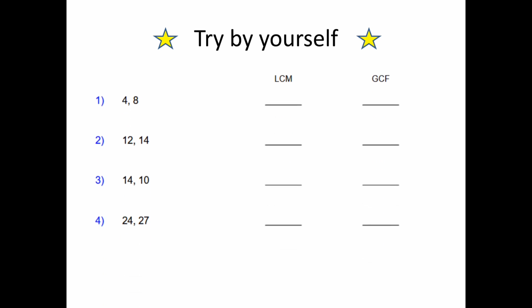Now it's your turn. Try by yourself to solve these questions. You're going to get the least common multiple and the greatest common factor for each pair of numbers. In the next slide, you will see the answers. So you can stop the video till you get all your answers, and then you can check your answers in the next slide.